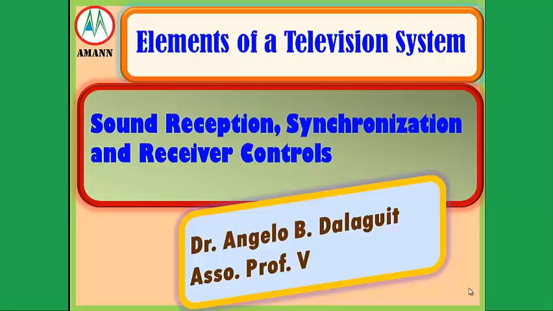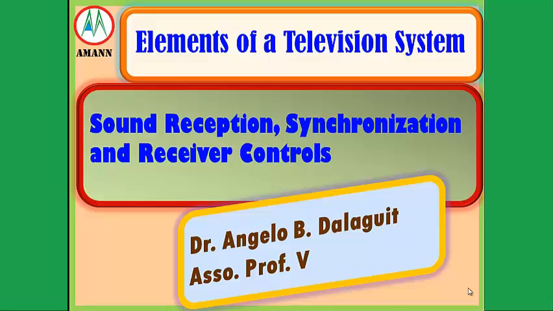Number 5 is synchronization. Number 6 is receiver controls. Number 7 is color television. For this video, we have only sound reception, synchronization, and receiver controls.